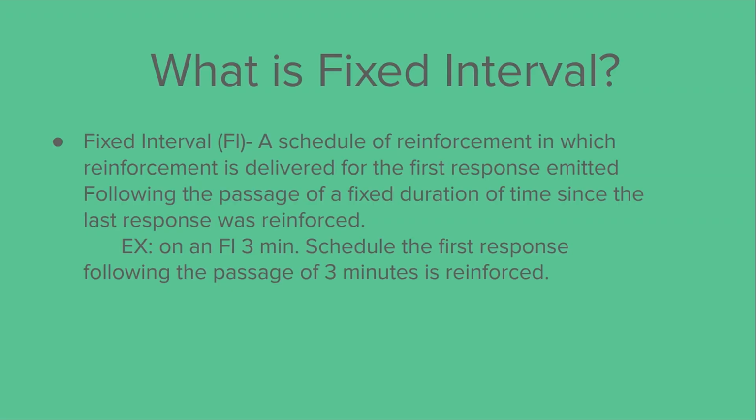So, what is fixed interval? Fixed interval is a schedule of reinforcement in which reinforcement is delivered for the first response emitted following the passage of a fixed duration of time since the last response was reinforced. So, an example on an FI 3-minute schedule, the first response following the passage of 3 minutes is reinforced.